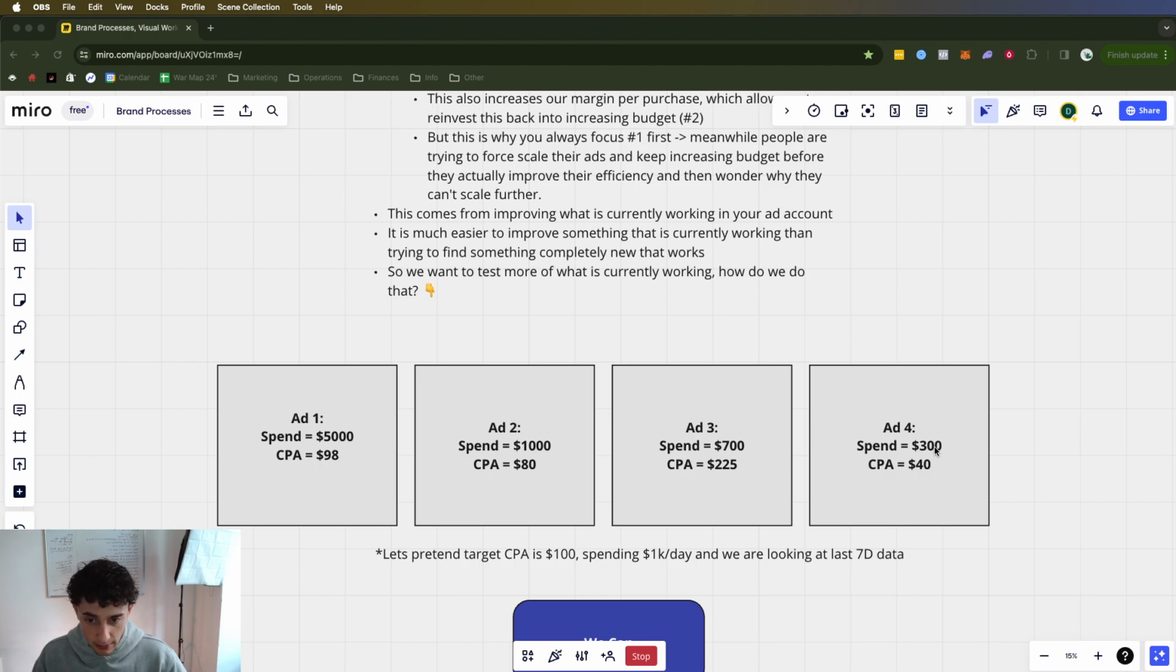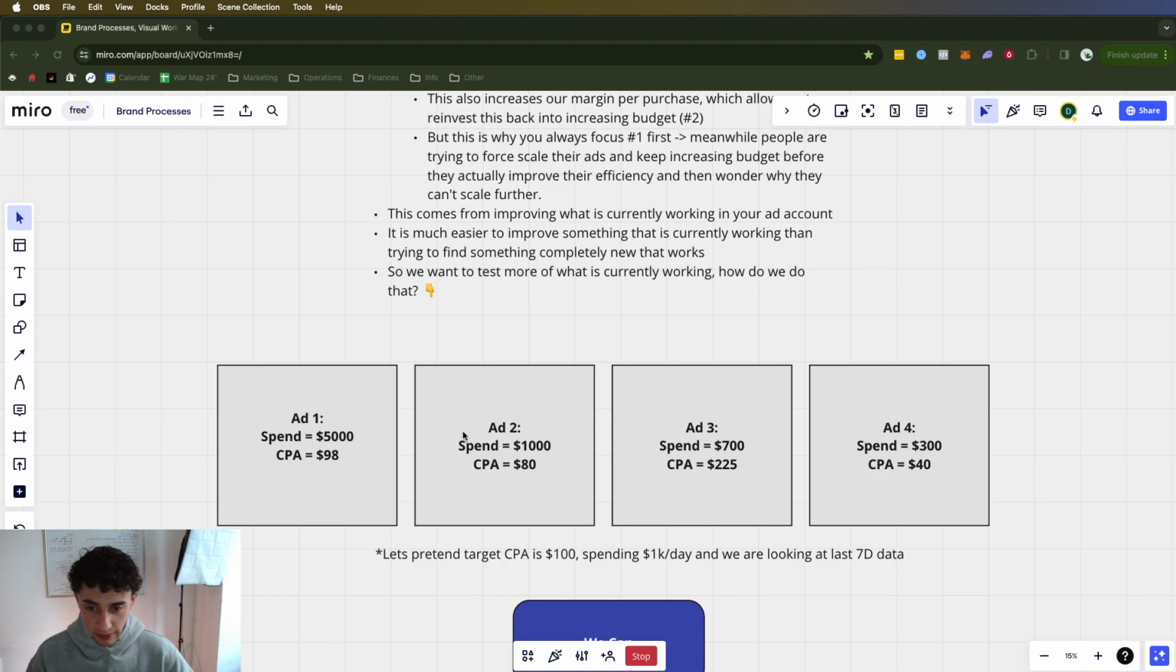Now, in this case, people will look at ad 4 and say, wow, the CPA is so low. My target's 100. I'm at 40. Wow, this is what we want to dive into further. No, you want to dive into these. Why? Because they're getting more spend. They're actually effective at scale.